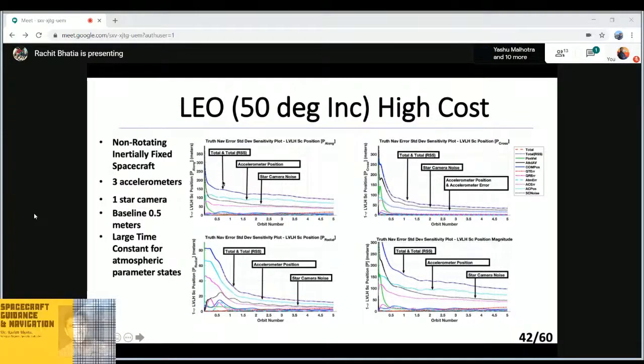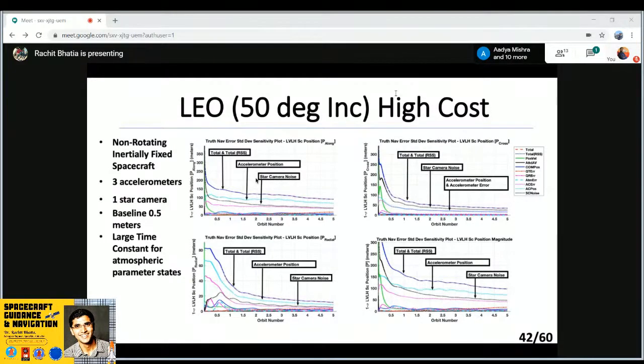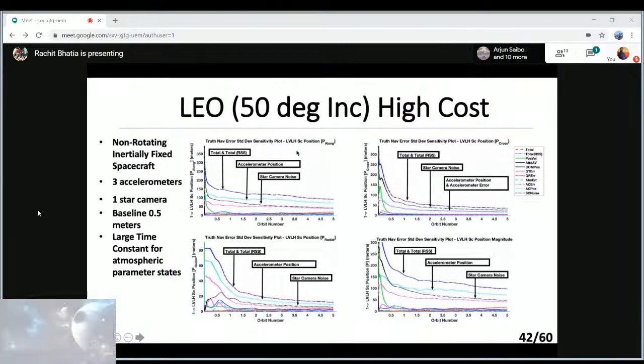This is the total error. The maximum contribution is from accelerometer position. So if we can improve our estimate for accelerometer position, then we will improve the total error as well. So that is the idea. That is what we are getting in the long track.